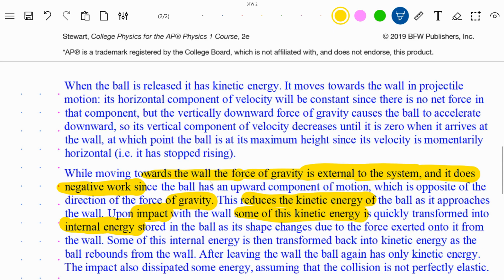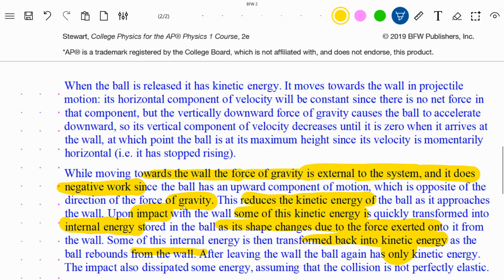So this is that rubber ball that is squished at that brief interval of time when it's still in contact with the wall. In fact, I talk about that. It's stored in the ball as its shape changes due to the forces that are exerted from the wall. Some of that internal energy is then transformed back into kinetic energy as the ball rebounds from the wall. And then, just to go one step further here, after leaving, the ball again has only kinetic energy. Remember that a single object can have only kinetic energy. There's no availability of any form of energy beyond that. So the ball can only have kinetic energy.